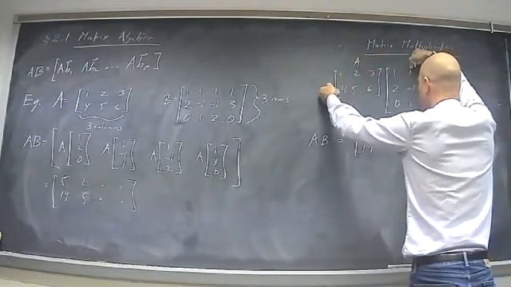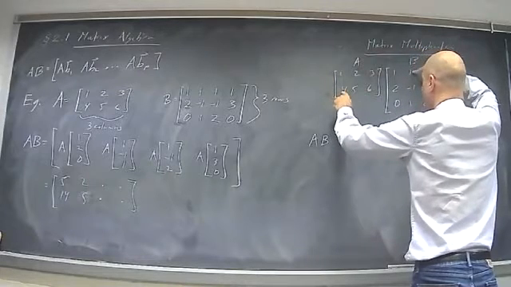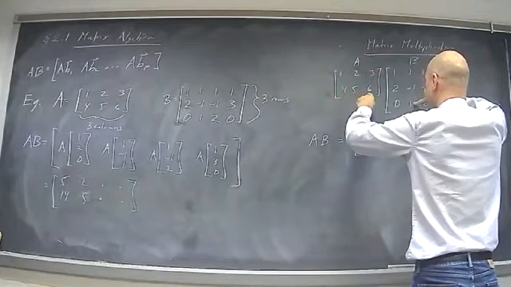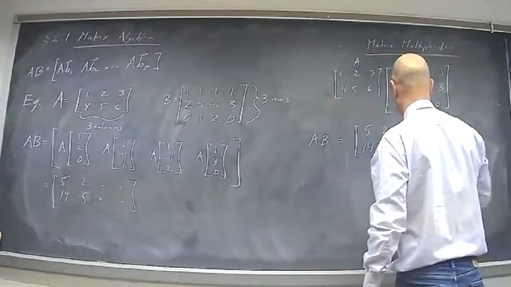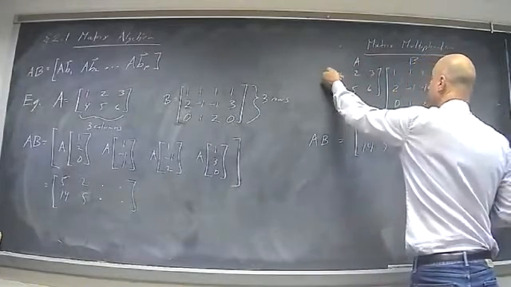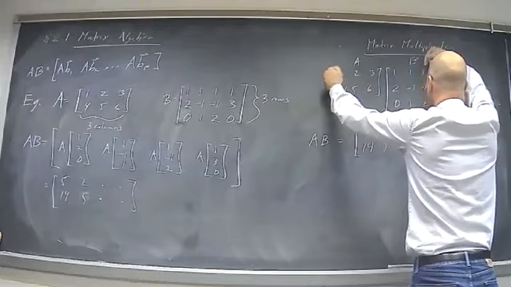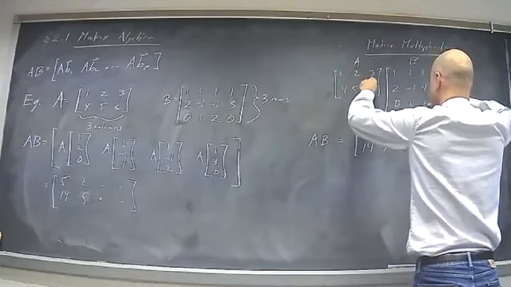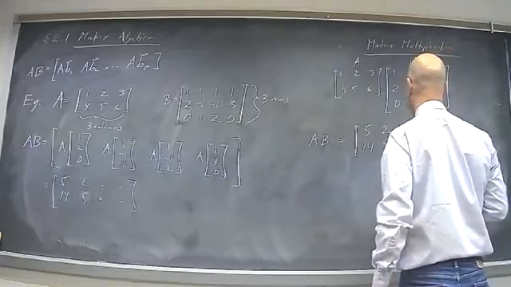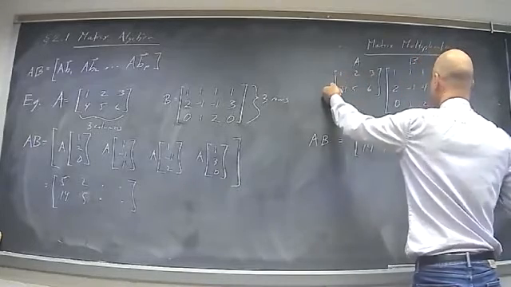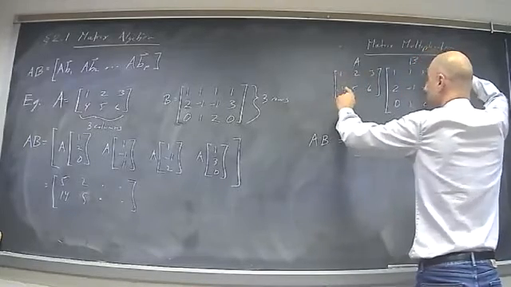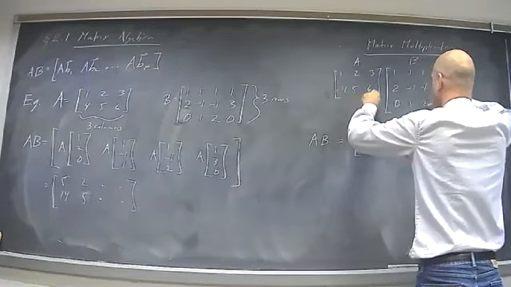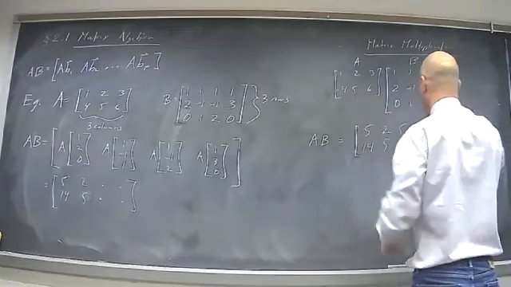Second row, second column. 4 minus 5 is minus 1, plus 6 is 5. First row, third column. 1 minus 2 is negative 1, plus 6 is 5. Second row, third column. 4 minus 5 is negative 1, plus 12 is 11.